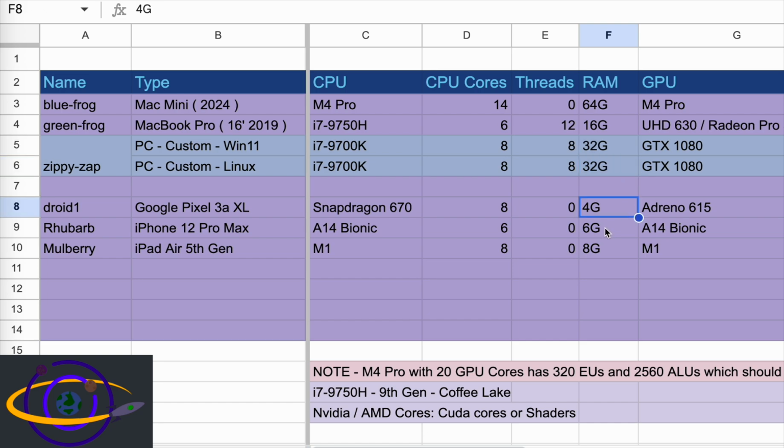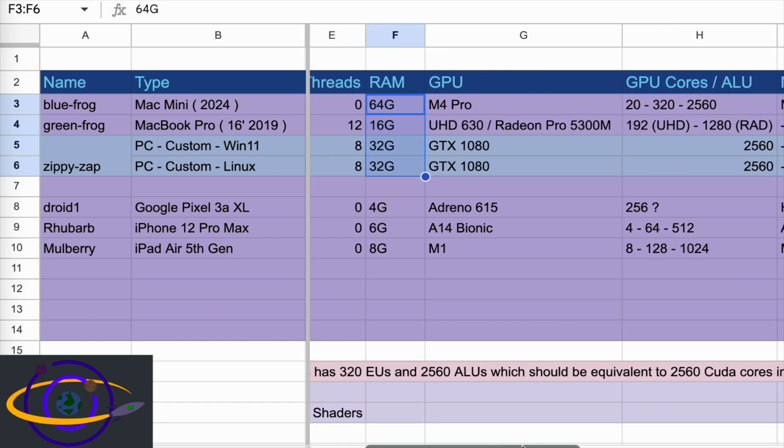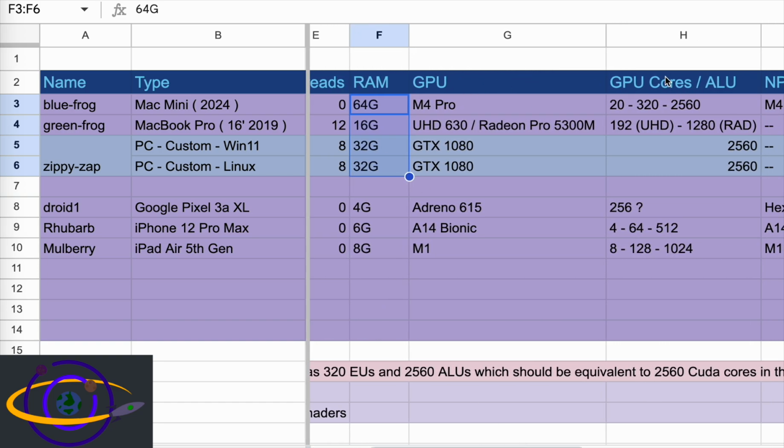Google Pixel phone, only 4 gigs, the lowest out of all of them, 6 gigs in the iPhone, and 8 gigs in the iPad Air. It's amazing how low this is. This is a pretty good amount of RAM, and that used to be not too long ago. That was pretty good just for a PC, but now all these desktop systems have a huge difference between these, right? Desktop versus mobile. Now, let's scroll a little bit to the right here, and we're going to look at the GPU and the GPU cores / ALU.